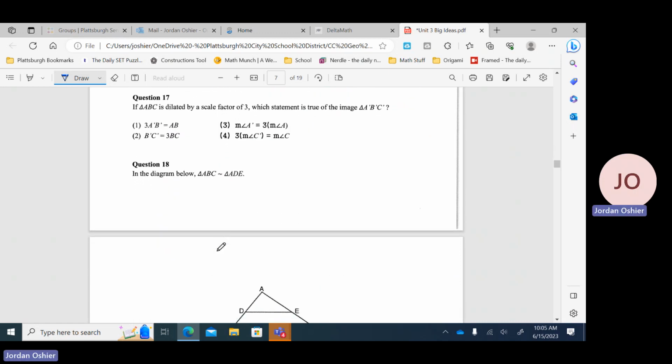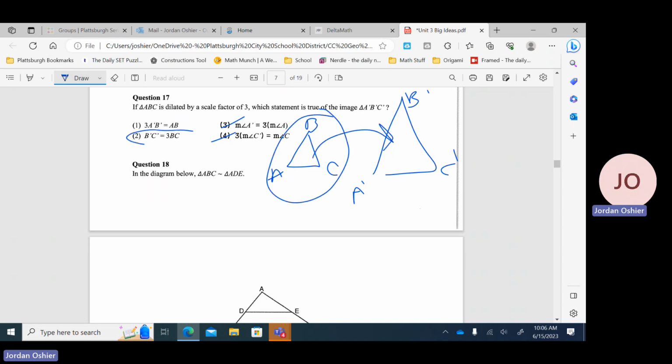The next question, we have a scale factor of 3, and they want to know what's true. Again, I can get rid of the angles being multiplied by anything because angles stay the same. And then when you're choosing between choice 1 and choice 2, I encourage you to just draw a really quick picture to help you figure out what's happening here. If it's a scale factor of 3, what is getting multiplied by 3 to create that? It's the pre-image that's getting multiplied by 3. So that's why it's choice 2, not choice 1. The pre-image, the BC, is getting multiplied by 3 to create B prime, C prime.